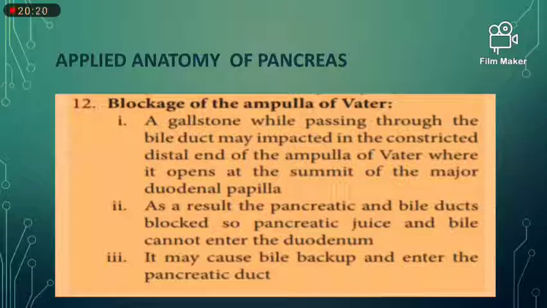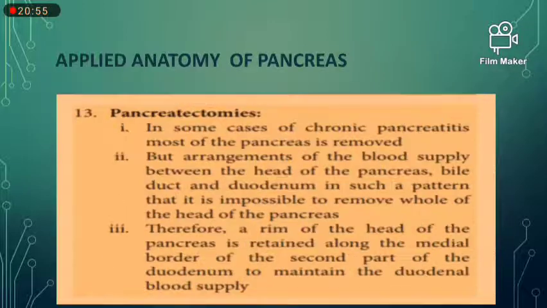Blockage of the ampulla of Vater is also another applied. A gallstone while passing through the bile duct may impact in the constricted distal end of the ampulla of Vater, where it opens at the summit of the major duodenal papilla. As a result, the pancreatic and bile ducts are blocked, and pancreatic juice and bile cannot enter the duodenum. It may cause bile to back up and enter the pancreatic duct. So these are the applied.